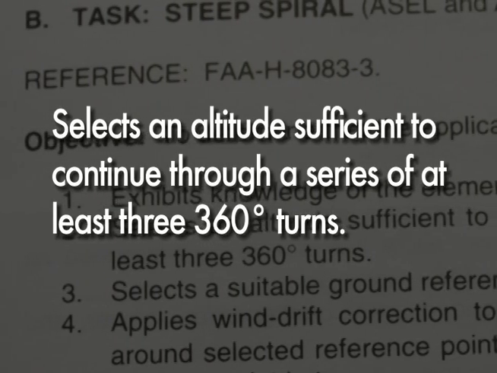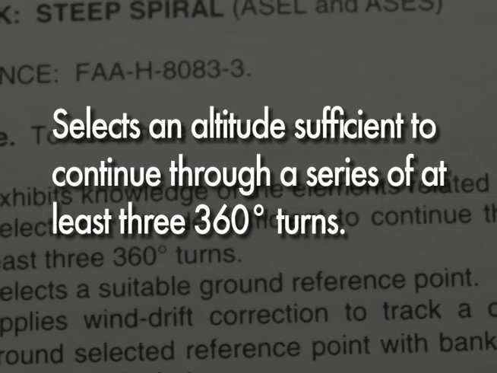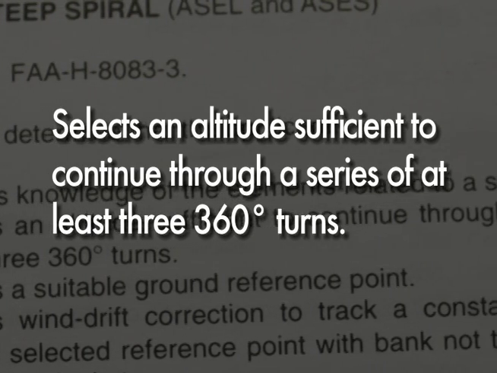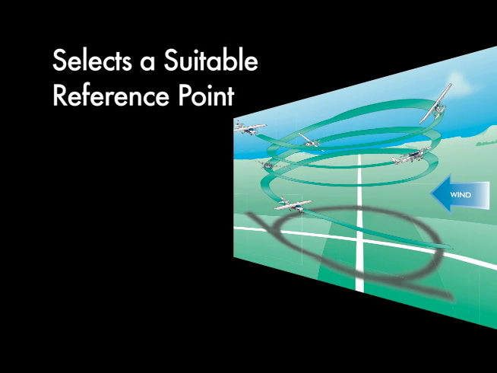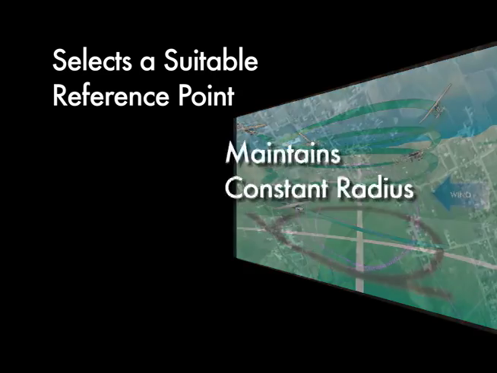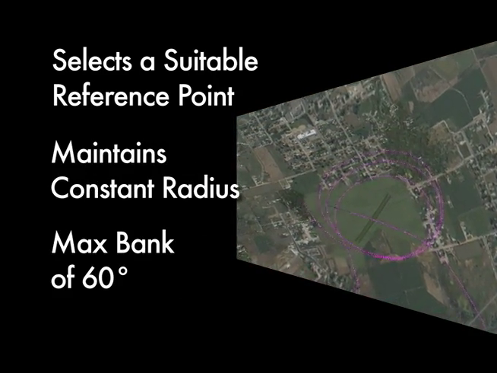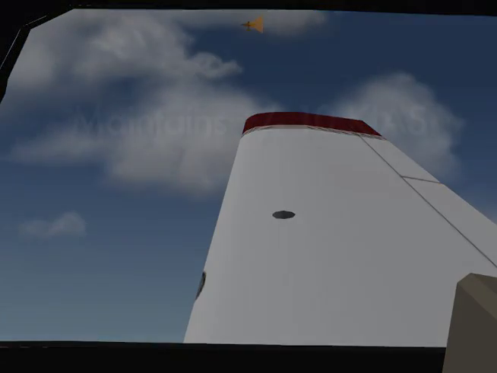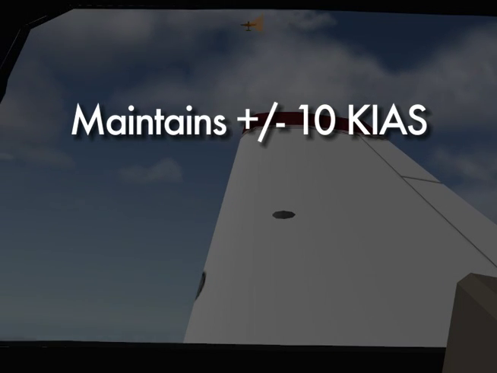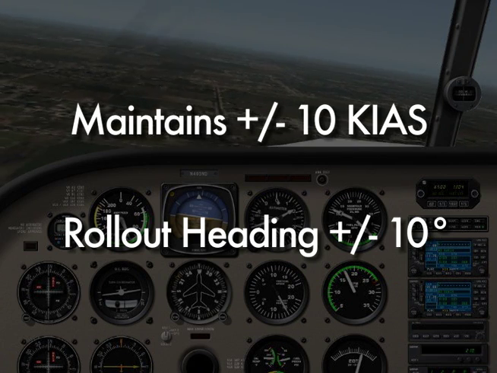The commercial PTS requires that the pilot select an entry altitude sufficient to continue through a series of at least 3 360-degree turns. The pilot must select a suitable reference point and apply wind drift correction to maintain a constant radius with a bank not to exceed 60 degrees at the steepest point of the turn. Finally, the pilot must maintain airspeed plus or minus 10 knots and roll out toward a specified heading within plus or minus 10 degrees.